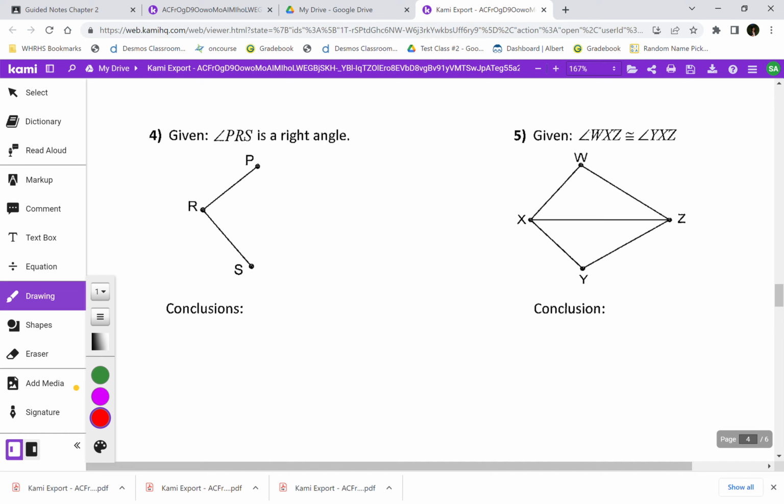So they're telling us angle PRS is a right angle. I'm looking for another conclusion. I want you to write it down. I'm going to make you all hold it up. Try your best. Like I've said a million times, I'd rather you have a thought and be wrong than have no thoughts at all. So try. It's better to try and be wrong than not to try.